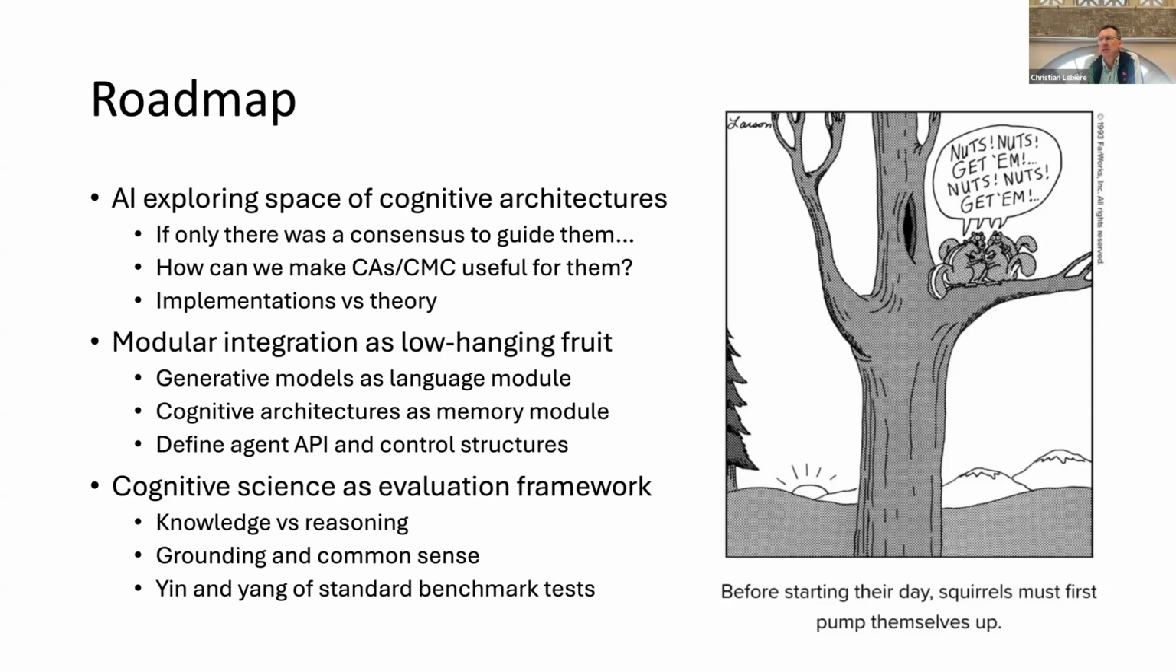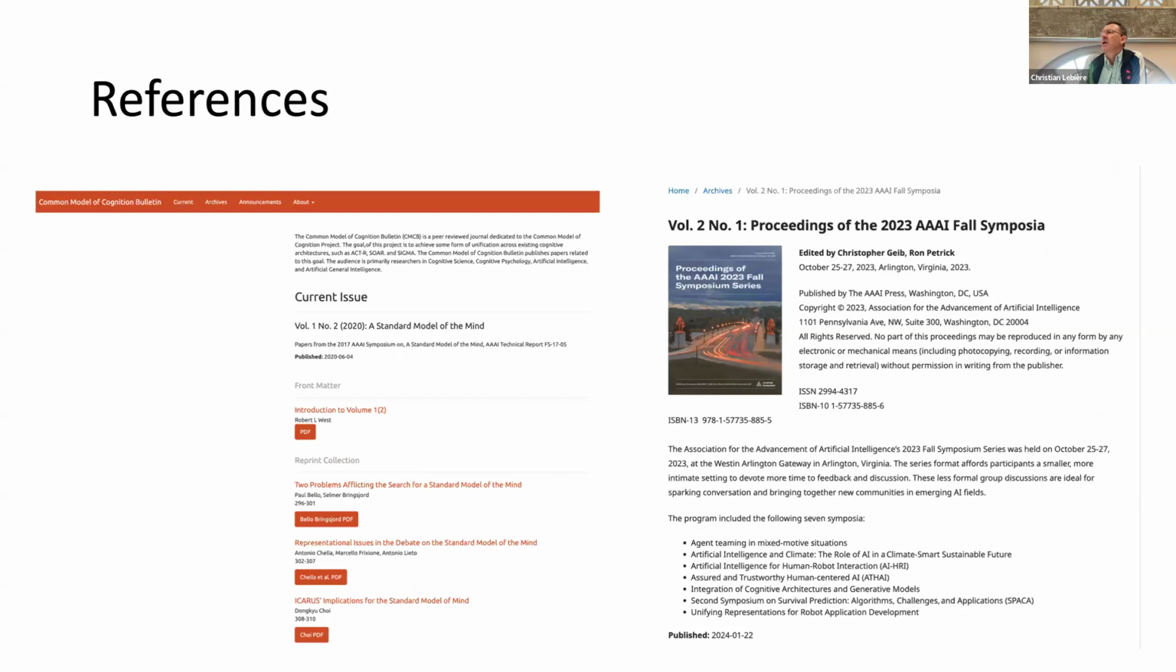And then finally, it seems fairly clear that cognitive science, inasmuch as it's been preoccupied for over a century with evaluating the human cognitive system, should also have a lot to say as an evaluation framework for generative models. And finally, I'll leave you there with pointers to a couple of references.